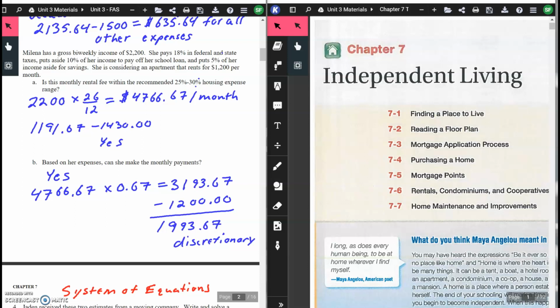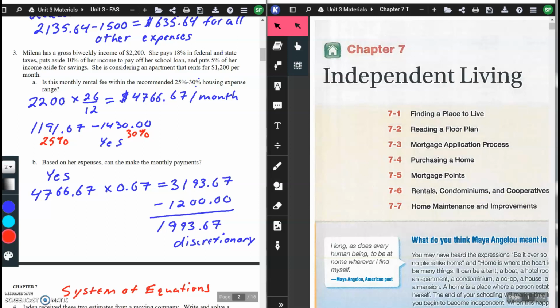So you take your $2,200 biweekly, so that's 26 pays, because every 2 weeks is 26 pays. Divide it by 12 to find out per month. That gives you $4,766.67 per month. Then you have to find your 25% and your 30%. Your 25% is $1,191.67, and your 30% is $1,430. Can she afford that $1,200? That's in between that range, so the answer would be yes.